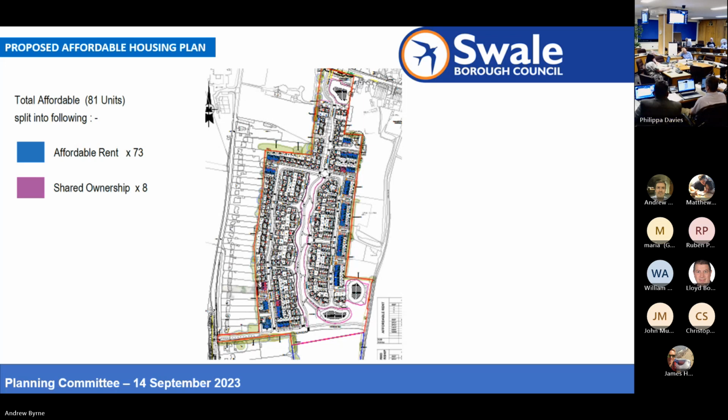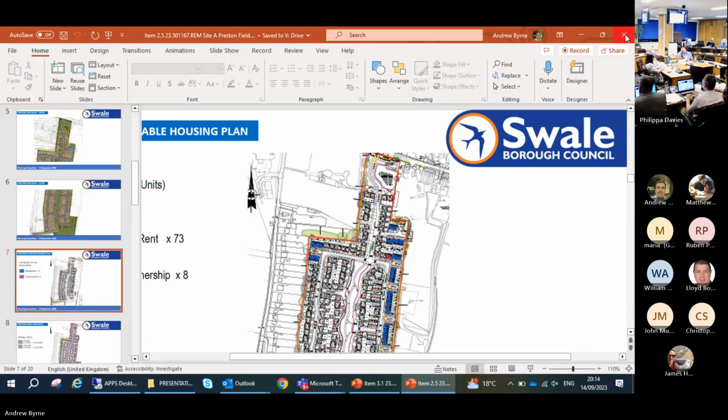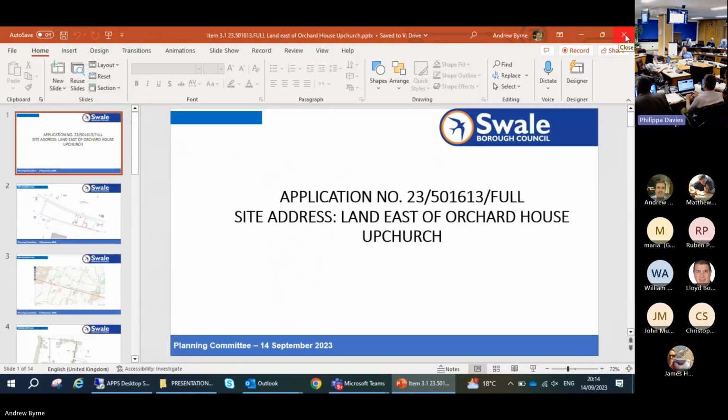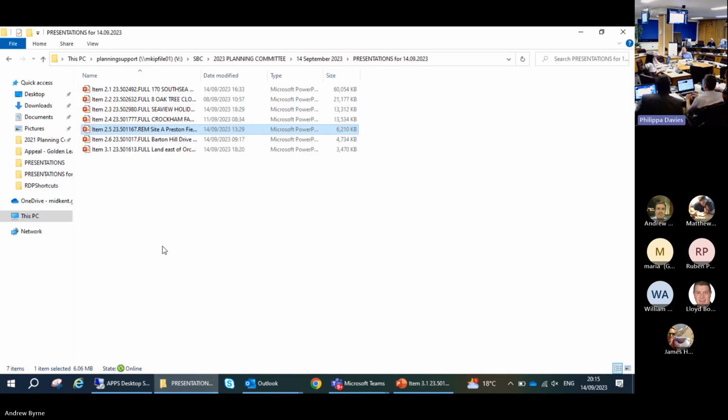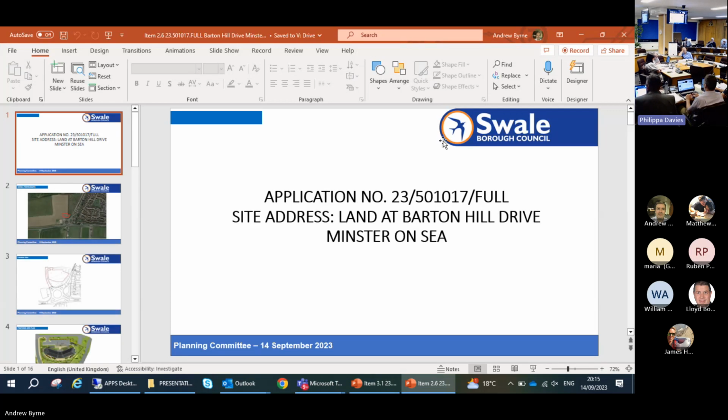Thank you. The next item is 2.6, which is 501017 Full, Barton Hill Drive, Minster. Are we having a shuffle around? Straight on? Okay. Okay then, I'll ask the officers to give an update and presentation.